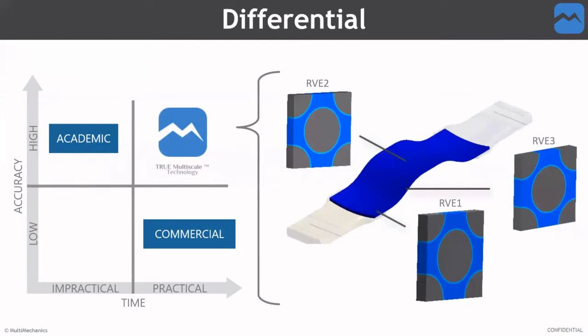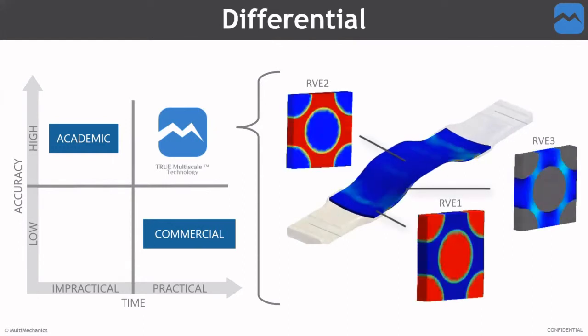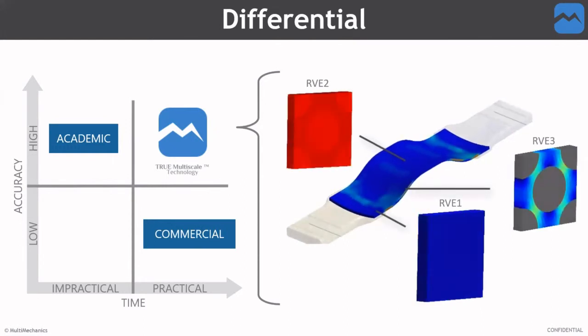Another demonstration of a MultiMech multi-scale simulation. We're looking at a leaf spring here, and again, we're pointing to 3 different RVEs. To be completely clear, RVE stands for representative volume element, which is the smallest microstructure that represents the material as a whole. As we load this leaf spring, we'll see in real time how each RVE is loaded.